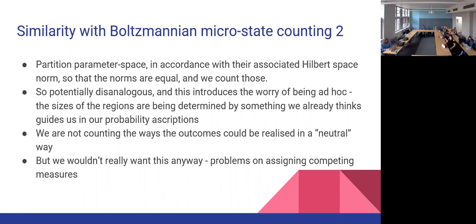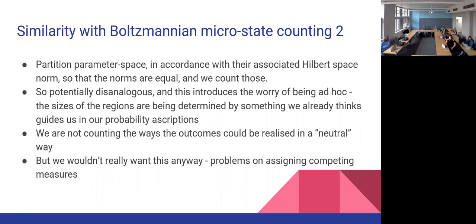So with Saunders' position, we partition the parameter space in accordance with the associated Hilbert space norm given by a system acted on by a projector. This is potentially disanalogous with Boltzmann's method, as the size of the regions of parameter space is given by something other than the metrics that make up the dimensions of the space, but by something else, which we already think guides us in probability. So instead of the parameter space, say, if you had a parameter of position, you divide the parameter space up into even intervals of position, and then you could construct regions of parameter space doing that via different dimensions.